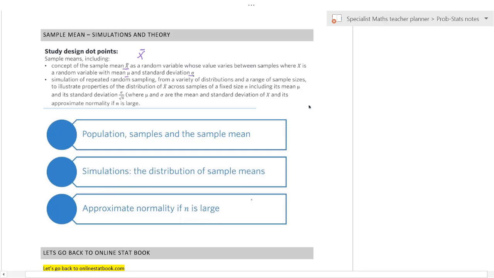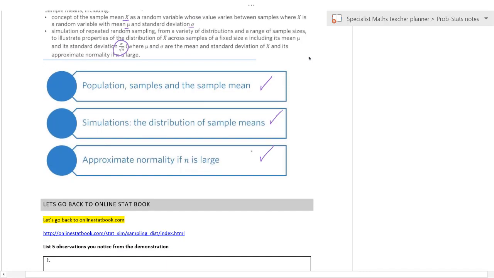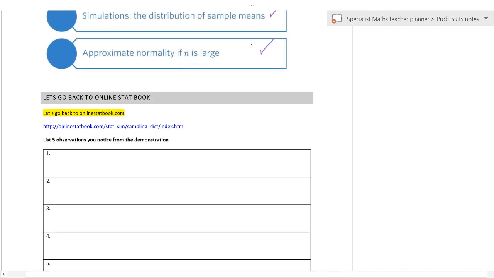If the simulator is repeated enough, we'll illustrate the fact that the sample size actually has an effect on the standard deviation. And this is what we were talking about, the central limit theorem in part 1. So what we're going to talk about is basically population samples and the sample mean, simulations, which I've done before, and approximating normality if n is large.